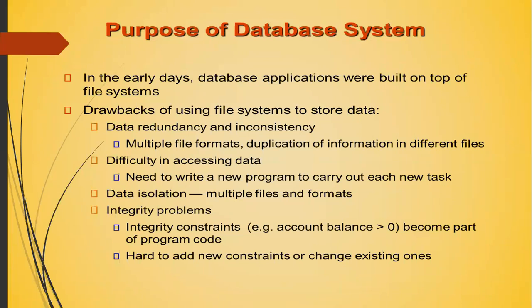That is nothing but the redundancy of data, and we also consider it as inconsistency of that data. Now the second drawback is difficulty in accessing the data. When we use the file system, we need to write a new program to carry out each new task. For every new task we need to write a new program. That is, accessing data in the file system is not easy. It is very difficult to access particular data from the file system, because we must pass our control from the beginning of the file to the end, until we find our data.